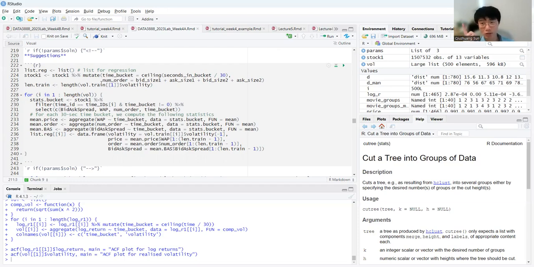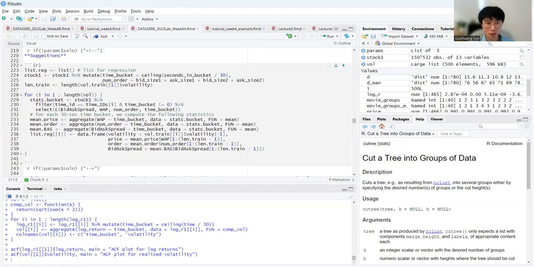So why do we need to use the covariates in the previous period to predict the current period? Because it's a prediction problem, right? Say now I am at time t. The only information I can get is the covariate information at time t-1. So I cannot use the information at time t for prediction. I can only use the information at the previous period for prediction. That is why we look at the mean price, mean number of orders, and mean bid-ask spread in the previous period.